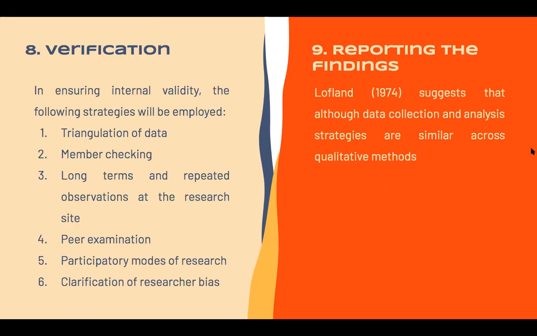Then the third one is long-term and repeated observations at the research site. Then the fourth one is peer examination. The fifth one is participatory modes of research. And the sixth one, or the last one, is clarification of researcher bias. Then the last step, or the ninth one, is reporting the findings. According to Loveland, he suggests that although data collection and analysis strategies are similar across qualitative methods, the way the findings are reported is diverse.